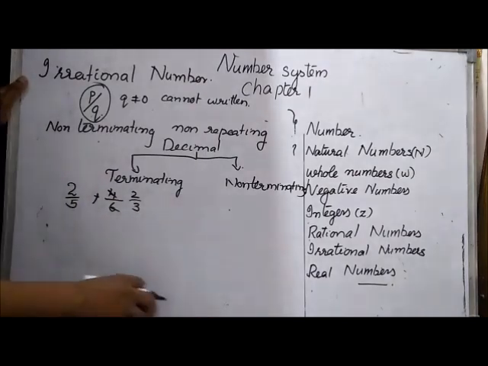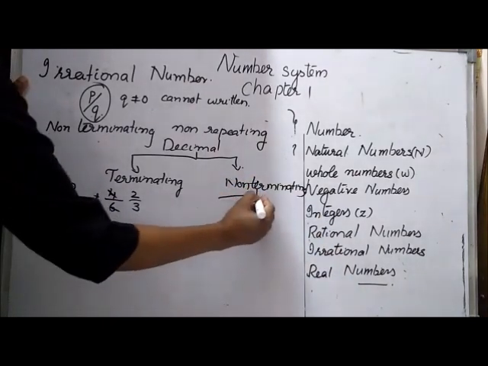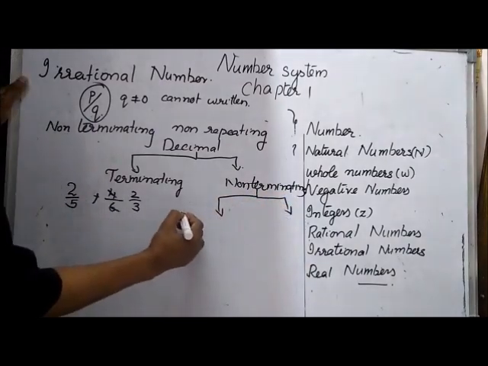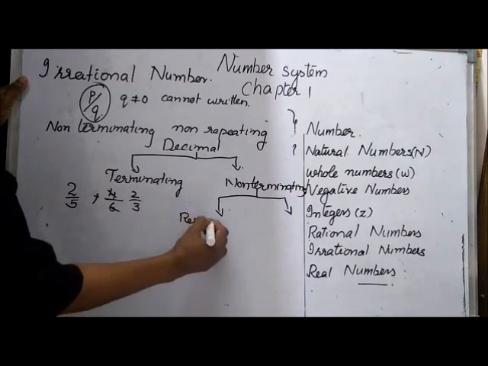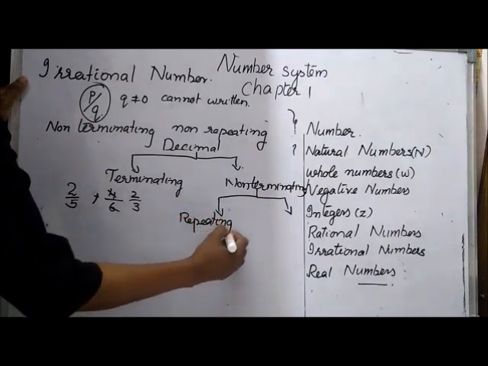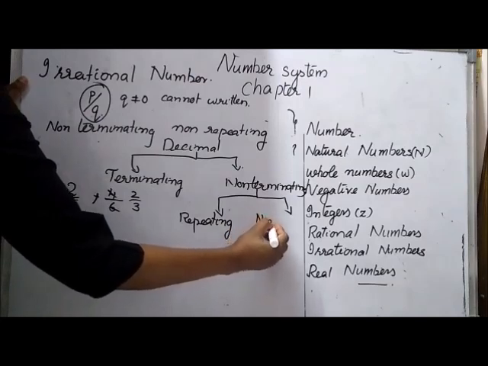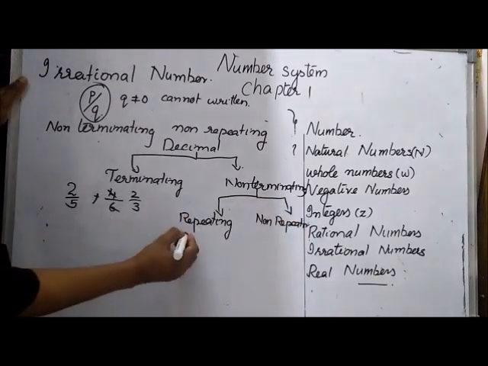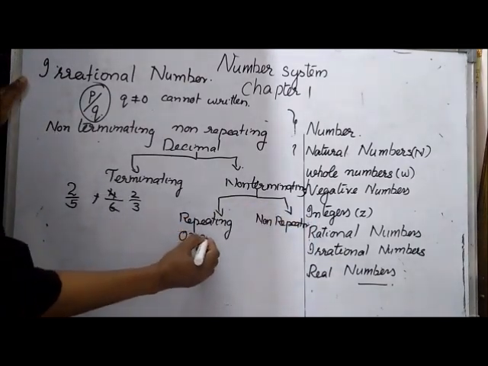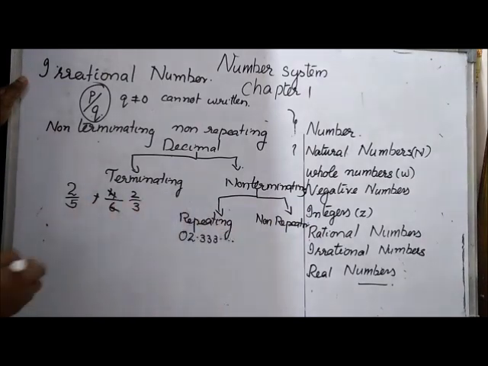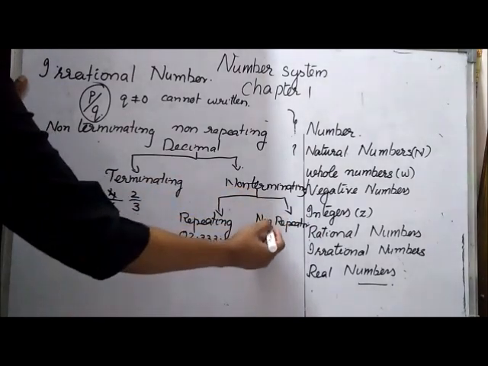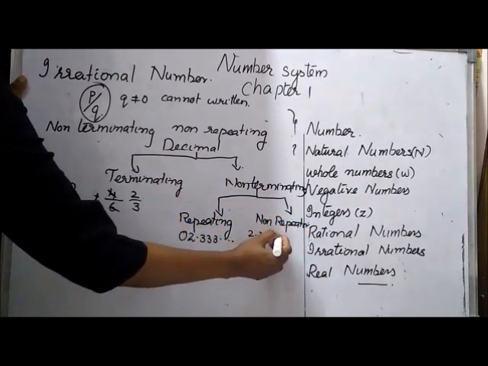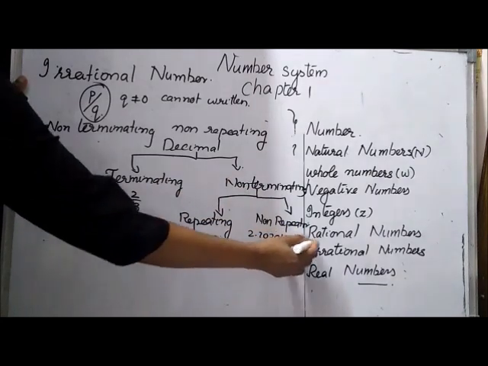Here there are two types of non-terminating numbers. One is non-terminating repeating and the other is non-terminating non-repeating. That means after some decimal places, the number is the same, repeating the same thing. And non-repeating means 2.10201320 like so on.